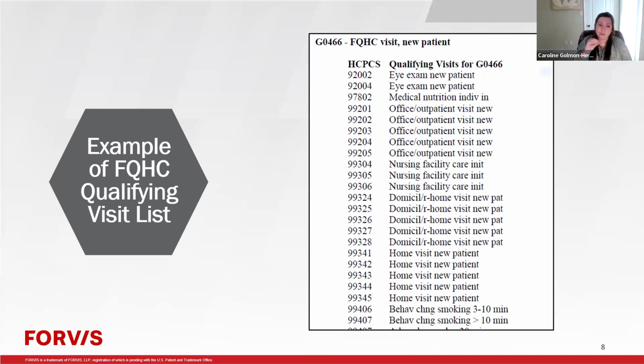From the FQHC's perspective, this is not all inclusive, but when you're looking at those CPT codes for your medical visits, just make sure that they map back to a G code and that you're putting that correct G code on your claim. So if a patient comes in, they're new to the office, and you do a lot of high medical decision making, you have a good workup on them, you would bill that 99205 under the G0466. Again, this is just a small snippet of what the FQHC qualifying visit list looks like.